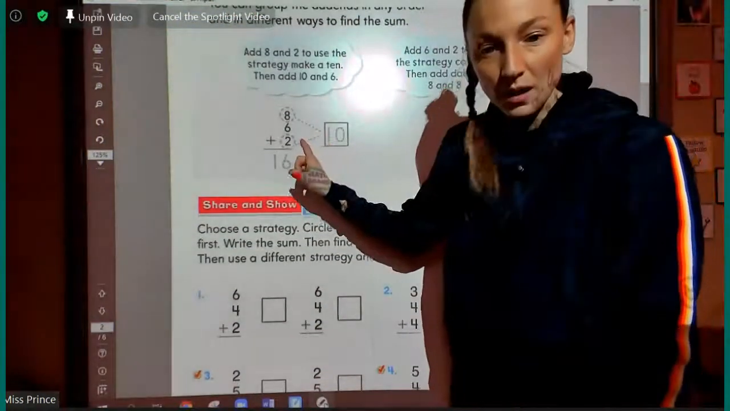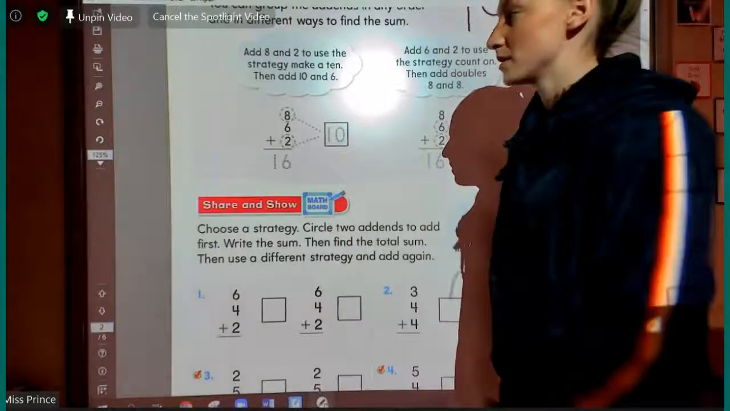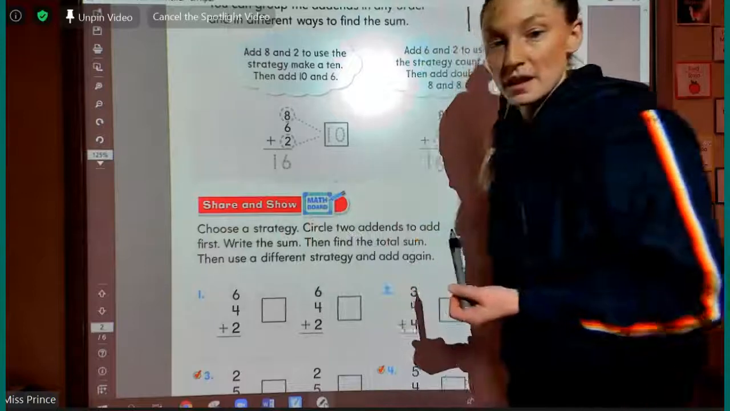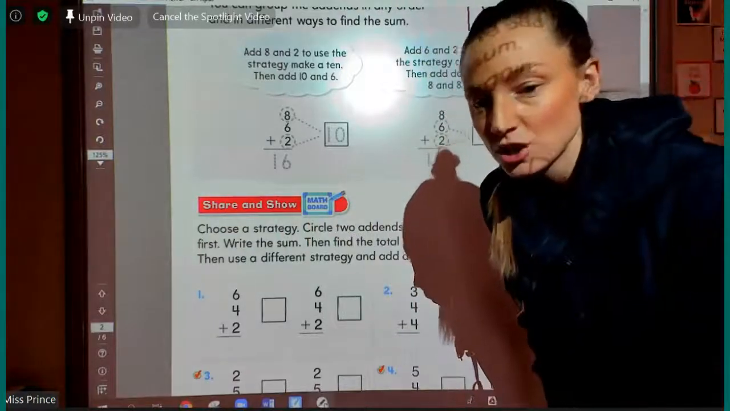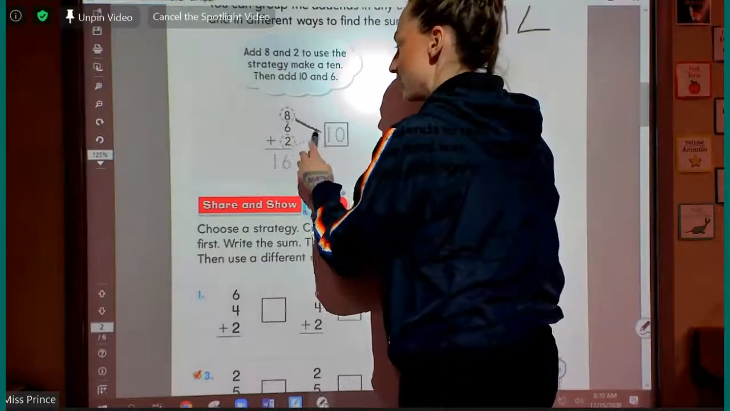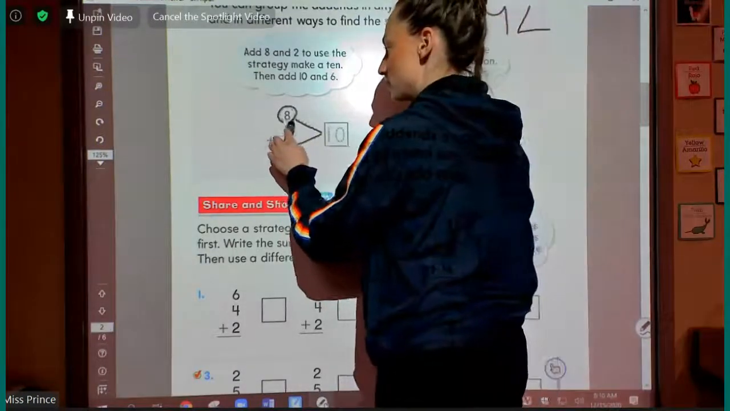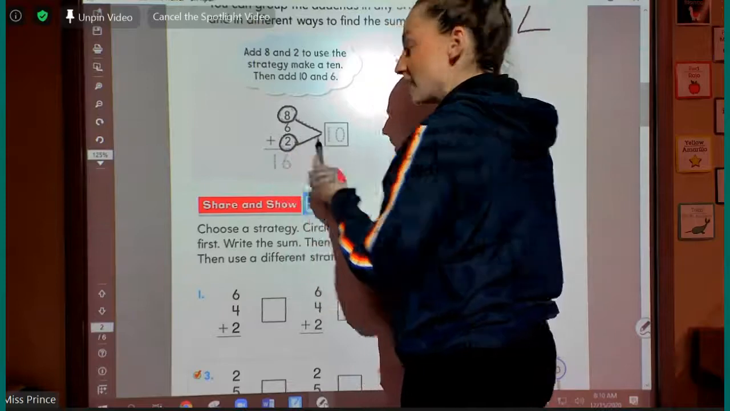So on this problem, they have three numbers. They have 8, 6, and 2. Why do you think they chose the 8 and the 2 to group, Liam? Why would they pick those two numbers? Because those make 10. Exactly.